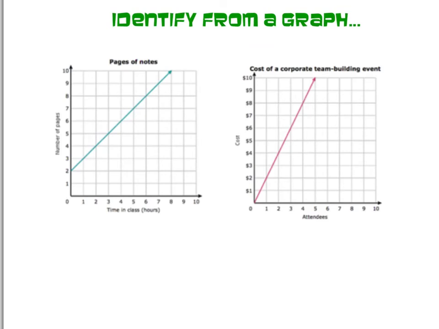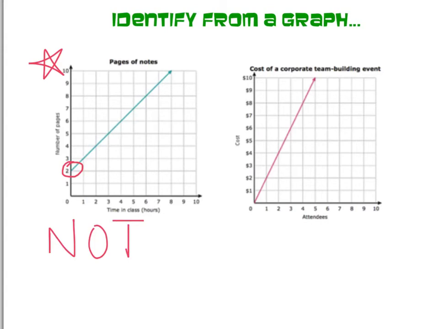From a graph, it's pretty easy to see. I look first to see is it a line, and then I look to see if the line goes through the origin, or 0, 0. So looking at this first graph, I can see that it's linear, it's a straight line, and then the y-intercept is right there. The y-intercept isn't at 0, 0, so this is not proportional.